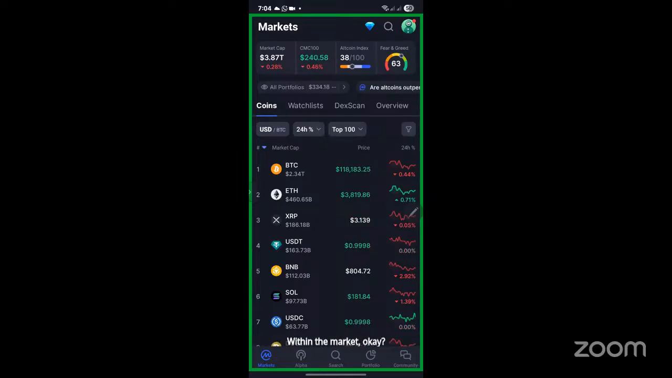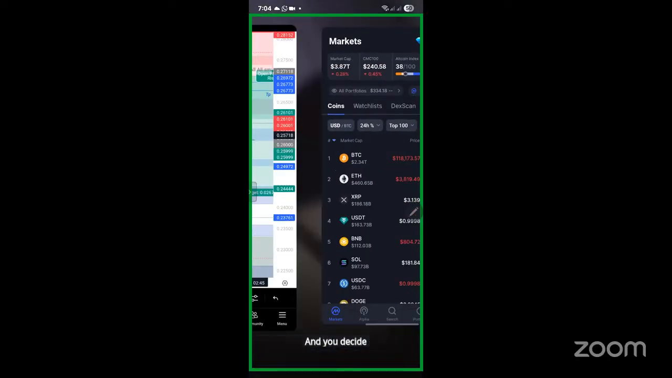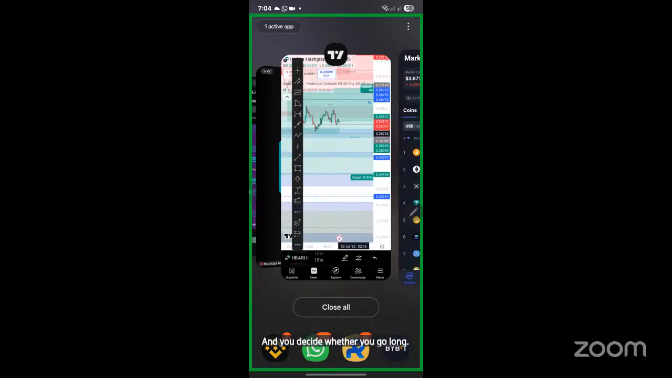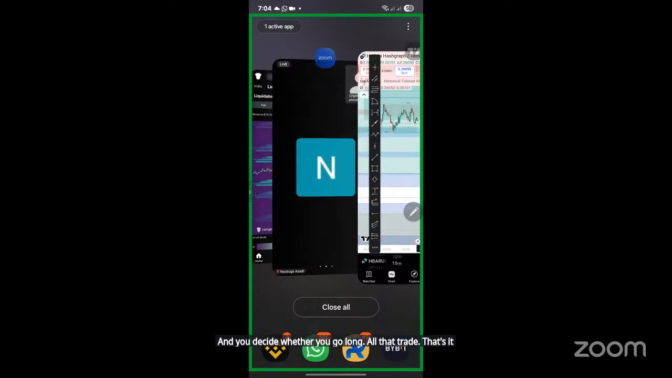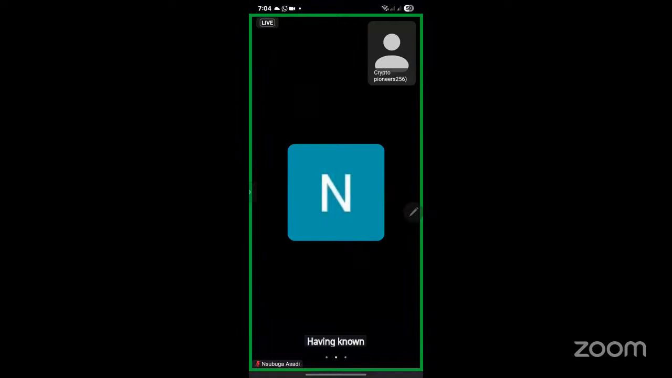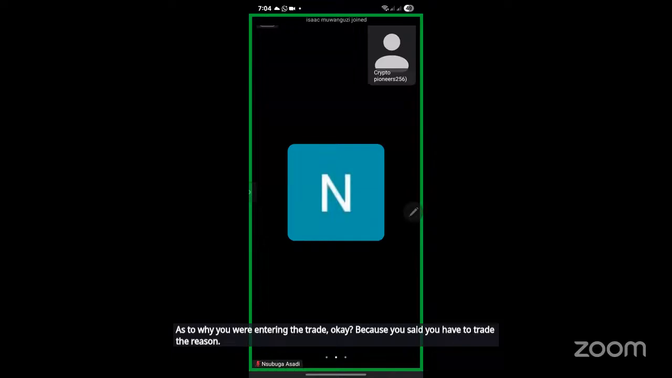Okay, you wait for some confirmations within the market and you decide whether you go long on the trade. That's it. Now, having known the news around it, you have the reason. So the news can also be added to your trading plan as to why you are entering the trade. Okay, because you said you have to take the reason why you are entering the trade.